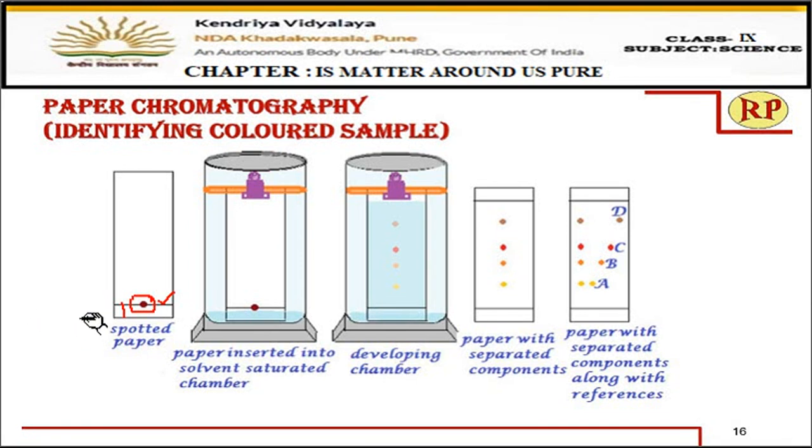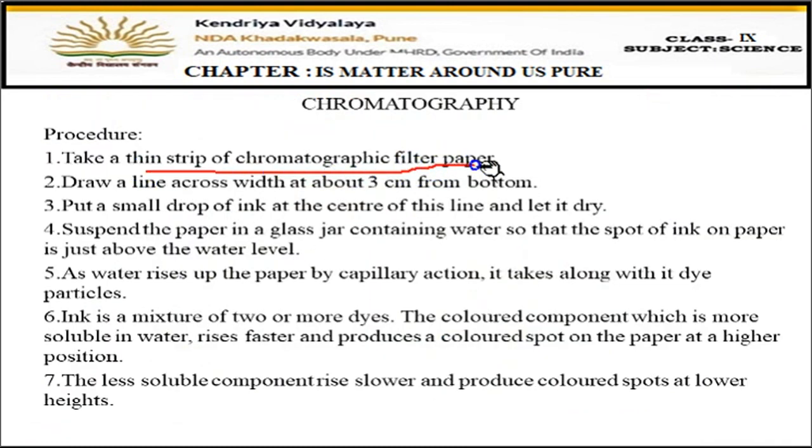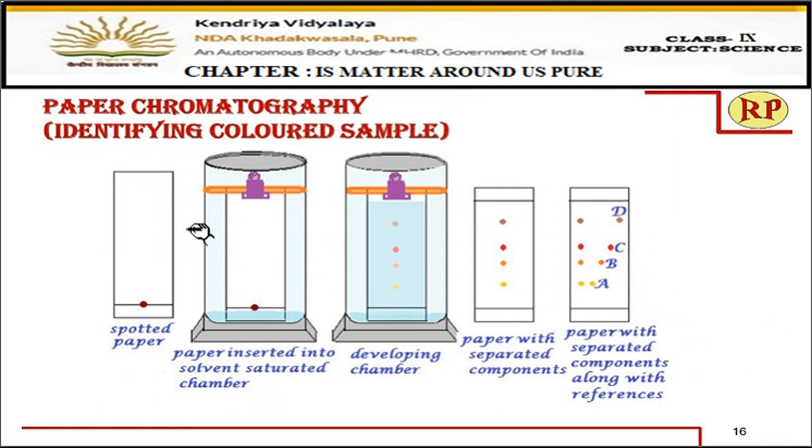We have mixed the mixture in a solvent, and then we just put a drop of that mixture on the line and allow it to dry. So this is the first step: take a thin strip of chromatographic filter paper, draw a line across the width about 3 centimeters from the bottom, and put a small drop of ink. Now suppose we are separating the components of the ink, because in the ink different colored components are present. So we have to give the drop of ink at the center of this line and let it dry.